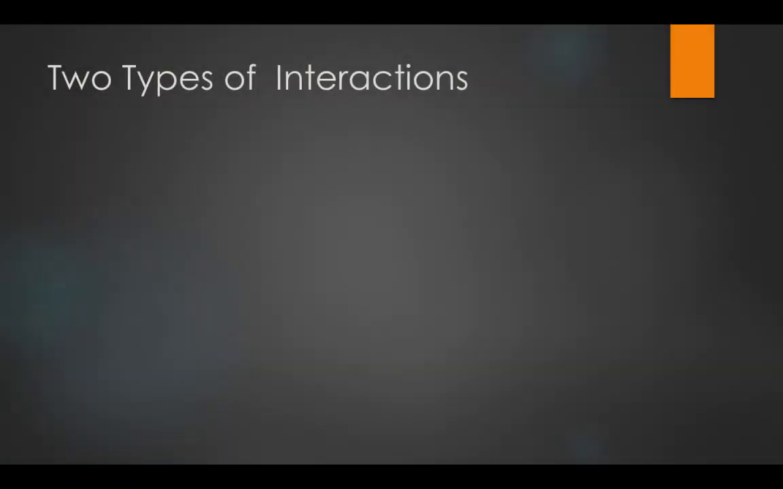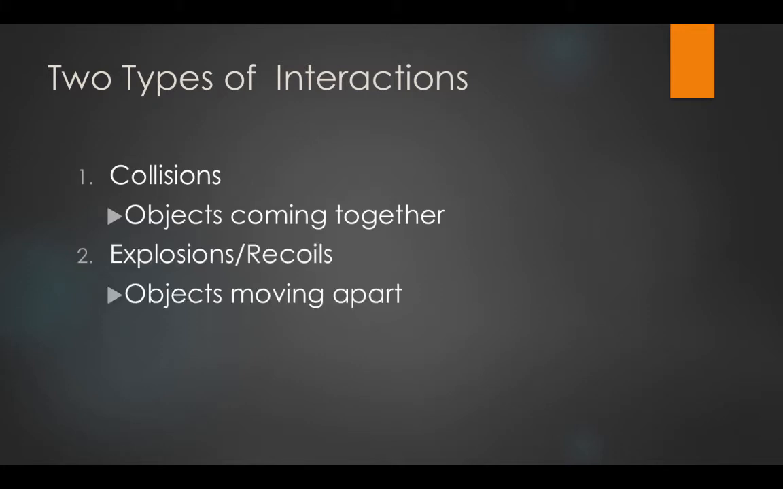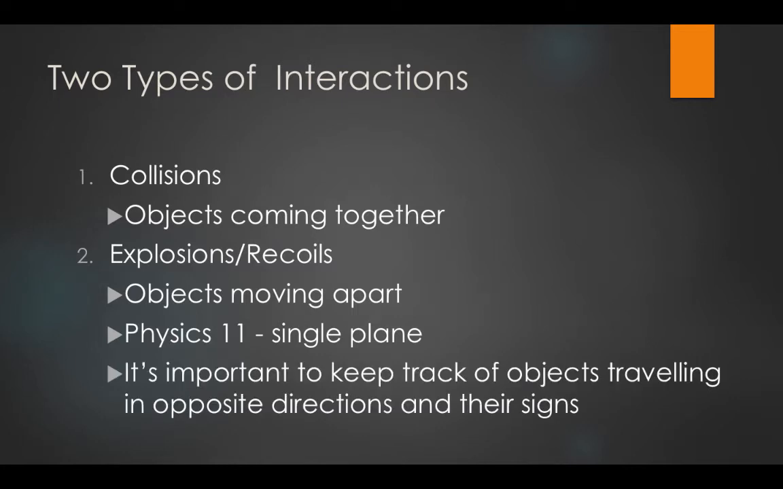There are two types of interactions in grade 11. One is collisions, where objects come together, and there are explosions, or recoils, where objects move apart. In Physics 11, we will look at interactions in a single plane, so no components. But we will have objects moving in opposite directions in the planes, so it's important to keep track of our positive and negative signs denoting direction of our vectors.